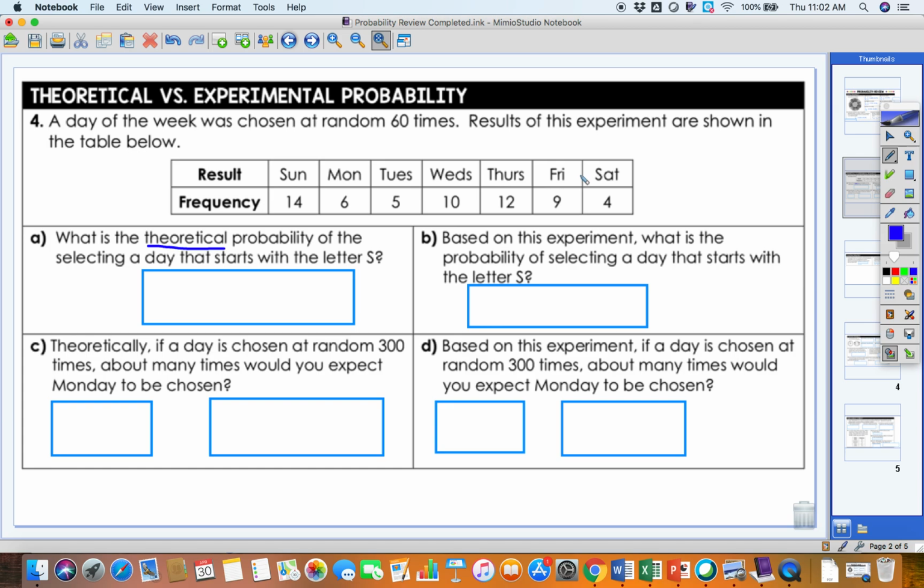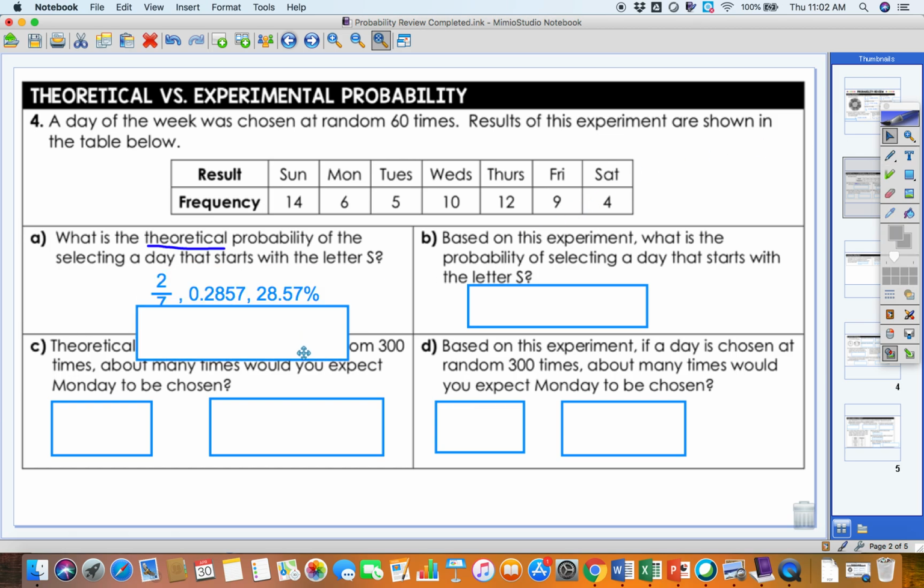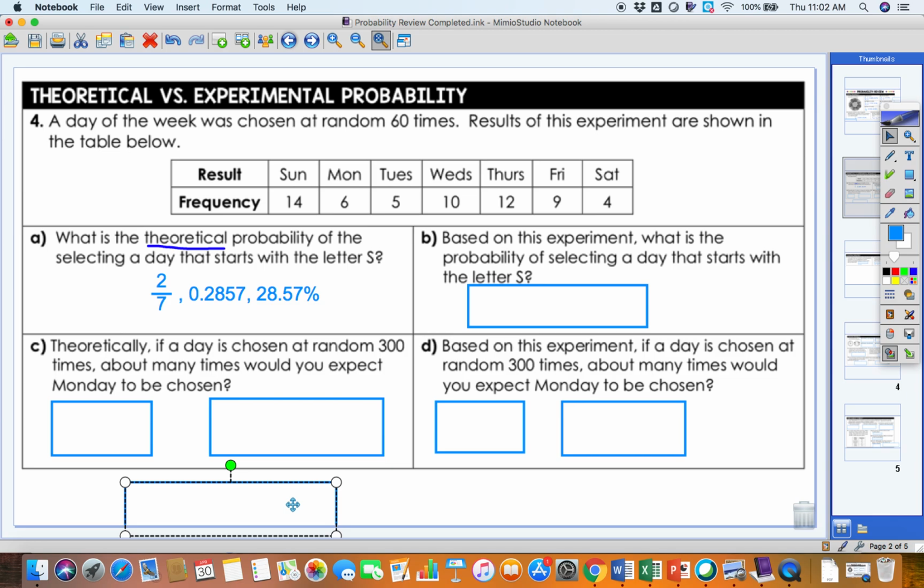So if you think about the days of the week, Sunday, Monday, Tuesday, Wednesday, Thursday, Friday, Saturday, there are 7 total days. 2 of them start with the letter S. So the theoretical probability is 2/7, which converts to 2,857 10,000ths, or 28.57%.